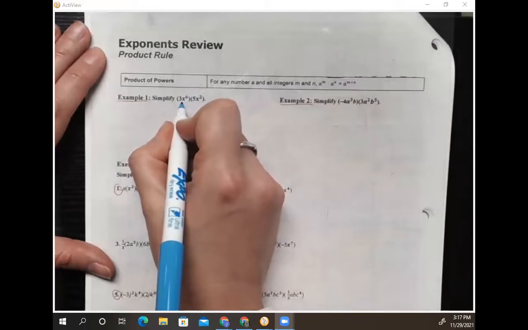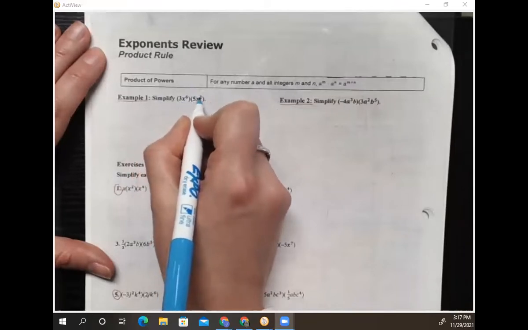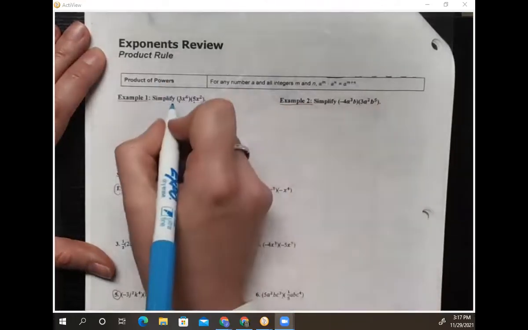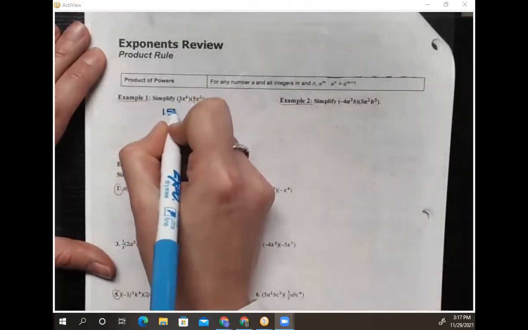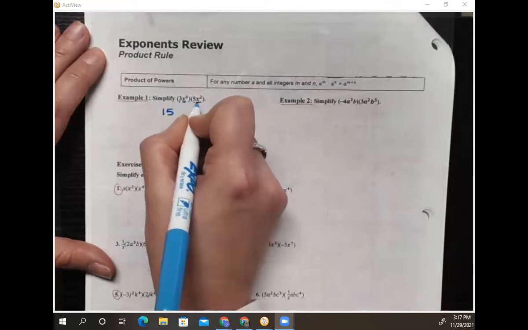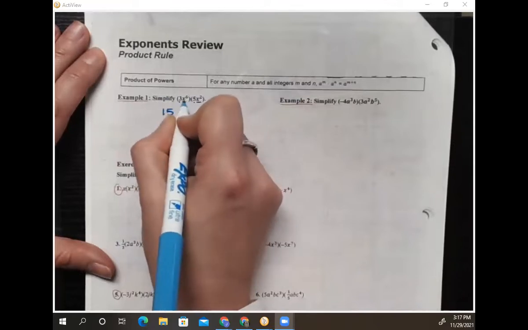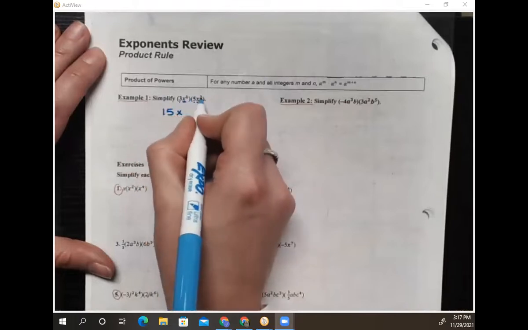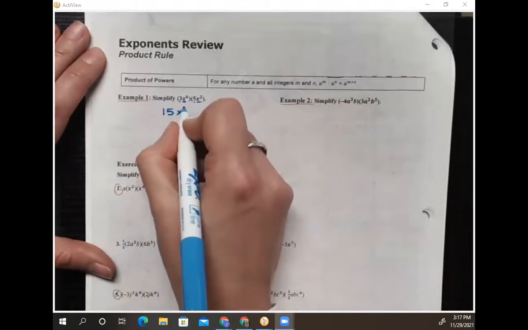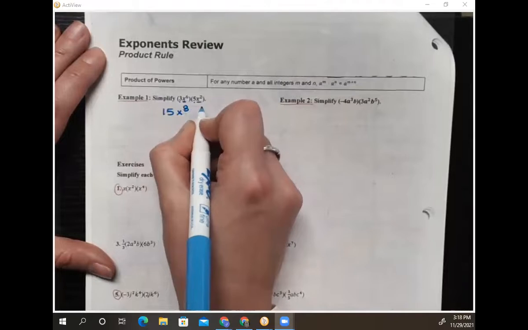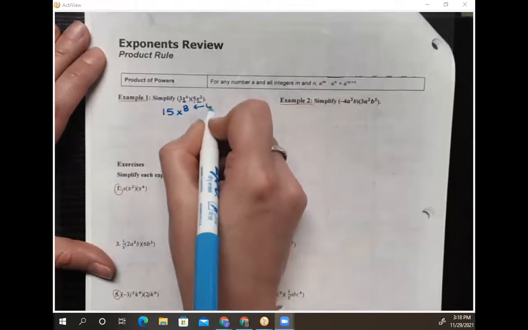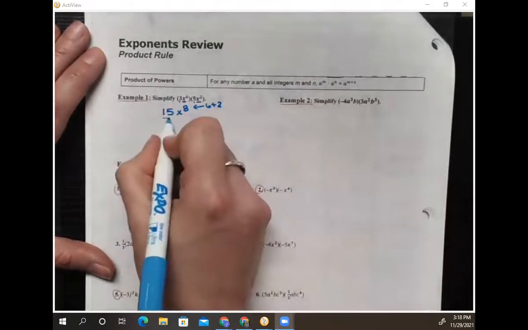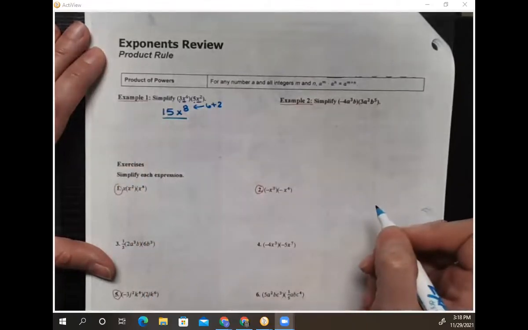So we've got 3x to the 6th times 5x squared. Now 3 and 5 I multiply the same way that we have always multiplied 3 and 5. So 3 times 5 gives me 15. And then for my variables, since I have x and x, they have the same base, we can combine them. We're going to combine them by adding their exponents. So 6 plus 2 would be 8. Okay, so I would have 15x to the 8th. And again, I got that by adding the exponents. So my final answer here would be 15x to the 8th.